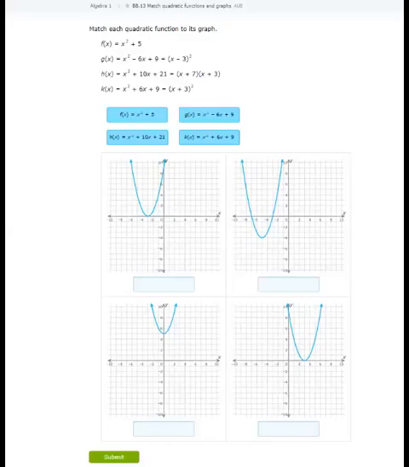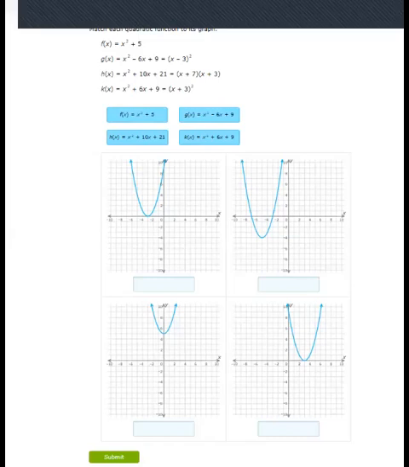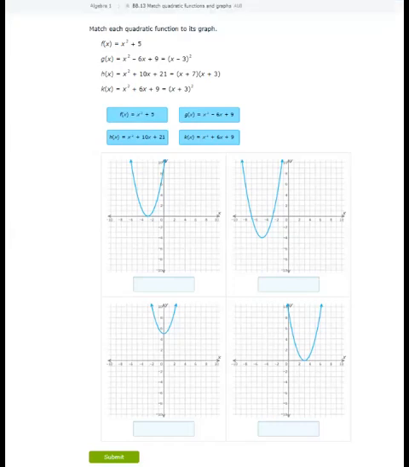Okay, here's example 3 for BB13, match quadratic functions and graphs. So I want us to first notice that for each one of these equations, our A is 1 for each one of these. All positive, all the graphs are facing upwards, so we can't actually use the orientation as something to determine between the different graphs. So just like our last video, let's start marking down what our C's are.